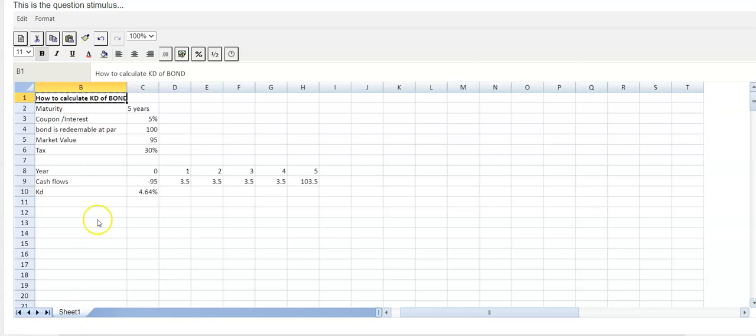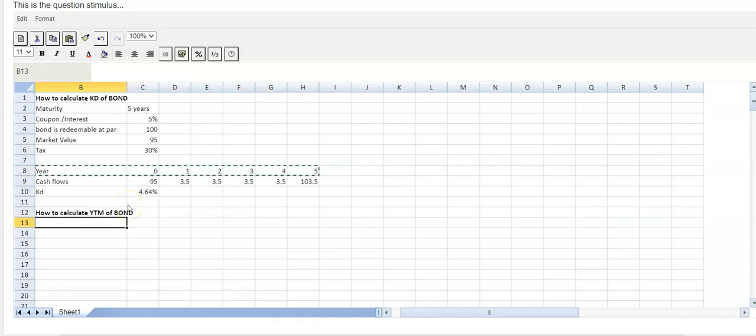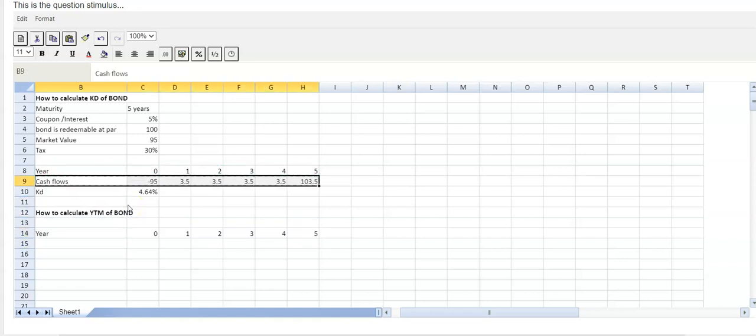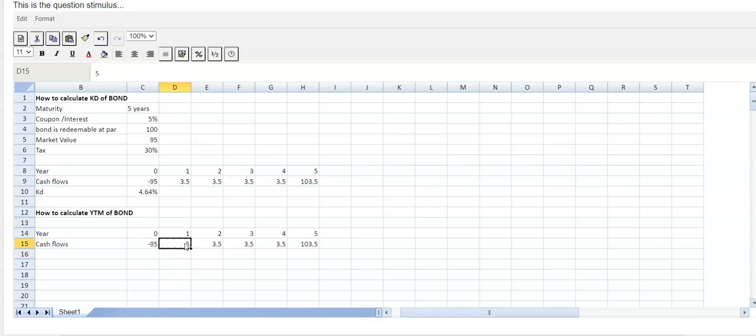Next is how to calculate YTM. Everything is same except tax. In calculation of YTM, there will be no tax. So let me copy the years. Then cash flows, every year cash flow will be 5. You will take the coupon, and in last year it will be 105.